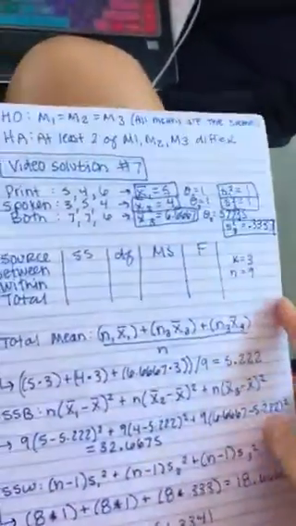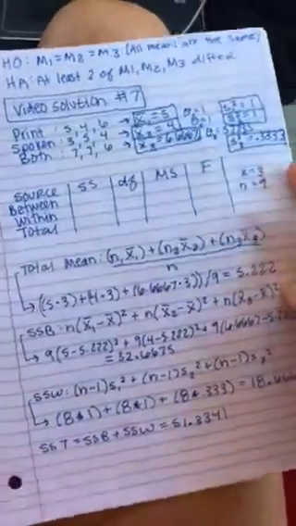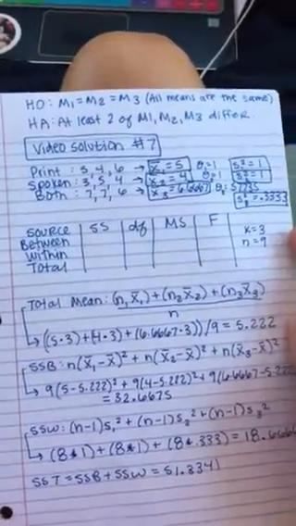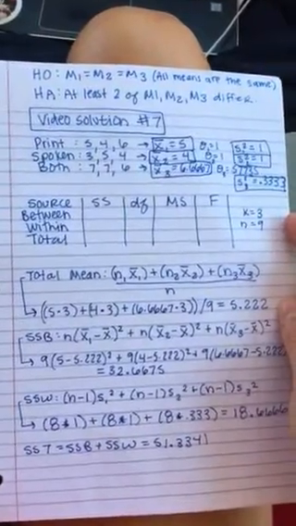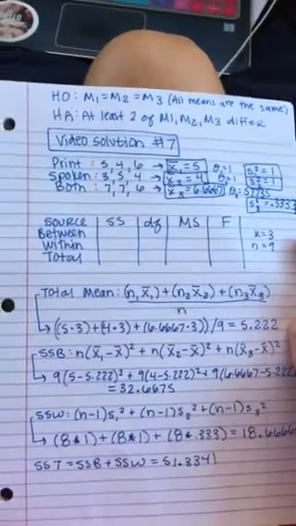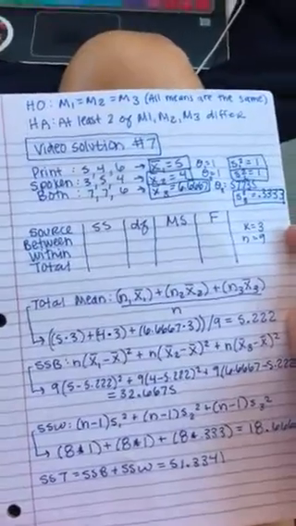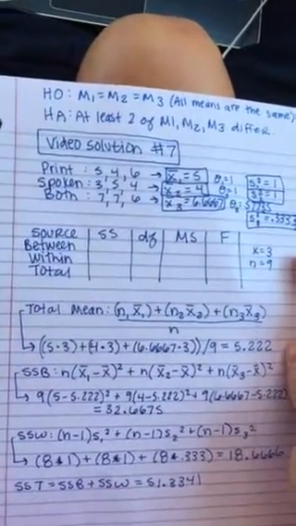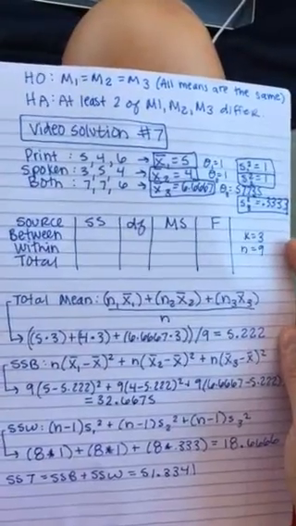So to start out, we will make our null and alternative hypothesis. The null hypothesis is that all of the means are the same whether the words were printed, spoken, or printed and spoken to the kids. And then the alternative hypothesis is that at least 2 of those groups differ in the amount of words that were recalled.